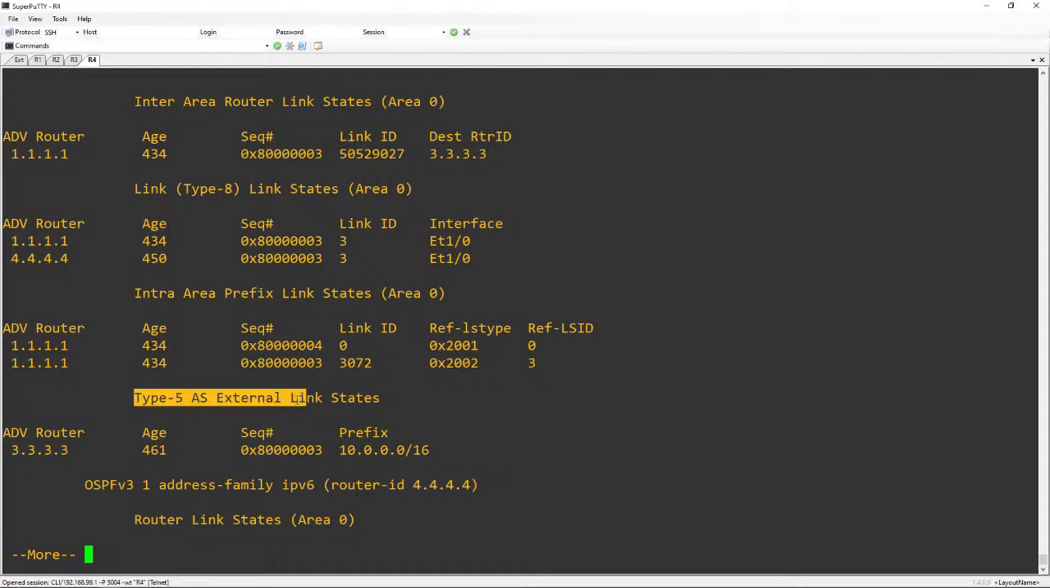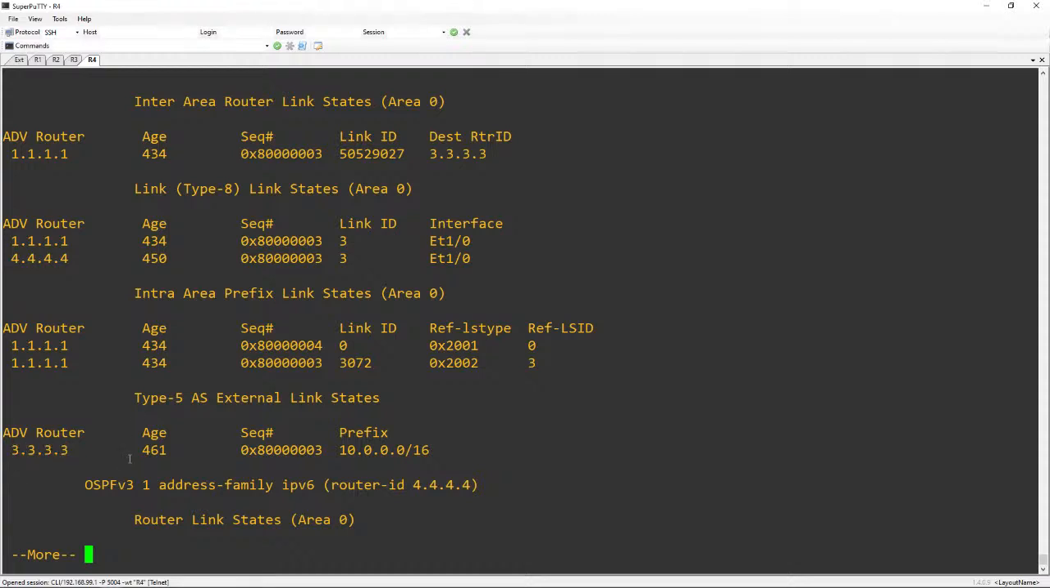But type 5 are my external link states. Notice the advertising router here is router 3. Router 4 doesn't have a relationship with router 3. Router 3 is in a completely different area, but router 4 has a relationship with router 1. That's why the type 4 LSA is so important, because it's that relationship with router 1, that type 4 LSA, that allows me to know how to reach the ASBR.